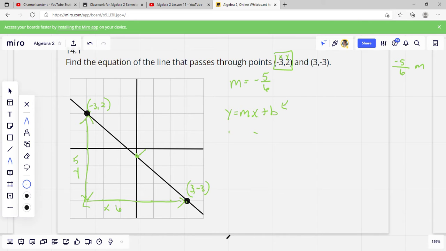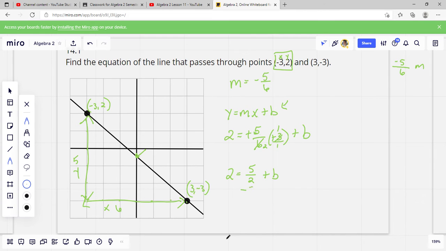So y would be 2, equals m, which is -5 over 6, times our x, which is -3, plus b. Now b is the only number we don't know, and all we have to do is solve this equation to find it. So we're going to multiply right there. We're going to call that over 1. These would cancel. That would be a 2. That would be a 1. So we'd have 2 equals, let's see, negative times a negative makes a positive, 5 over 2 plus b.